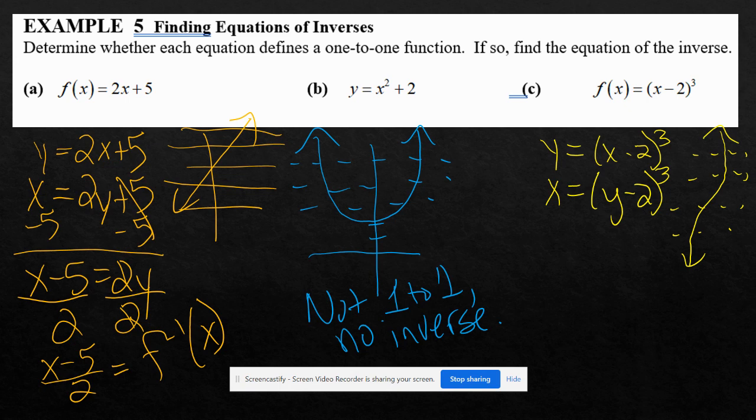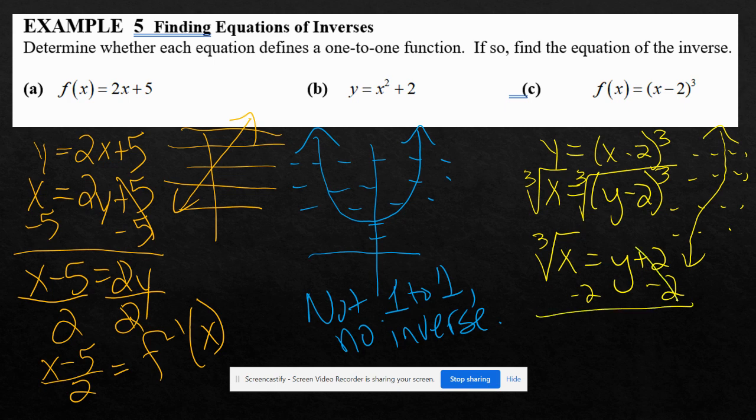Get y alone. Well, our first step is to get rid of that third power. The opposite of a third power is a third root. So we have the third root of x is equal to y plus 2. Subtract 2. Be very careful when you do the subtract 2. You want to make sure that minus 2 does not look anything like it's going to be underneath that radical.